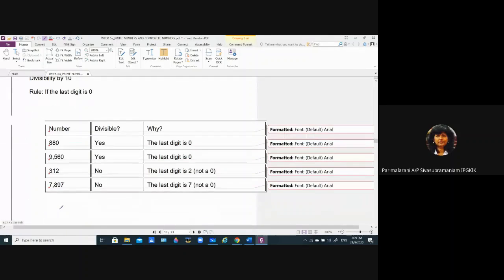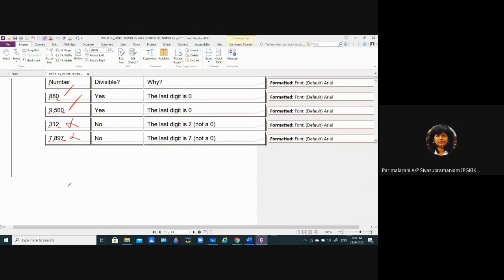Okay, divisibility by 10. All you have to see is if the last digit is 0. If the last digit is 0, can divide by 10. Last digit not 0, cannot. Divisibility by 10, very simple rule.